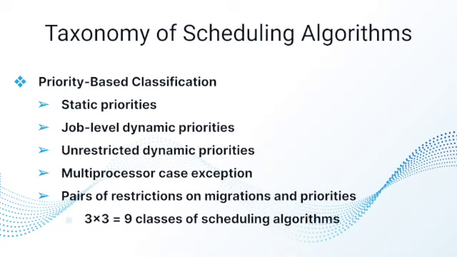Second is the job-level dynamic priority, where for each pair of jobs, let's say job Ji and job Jk, if job Ji has a higher priority than Jk at some instant, Ji will keep the higher priority until execution is done.